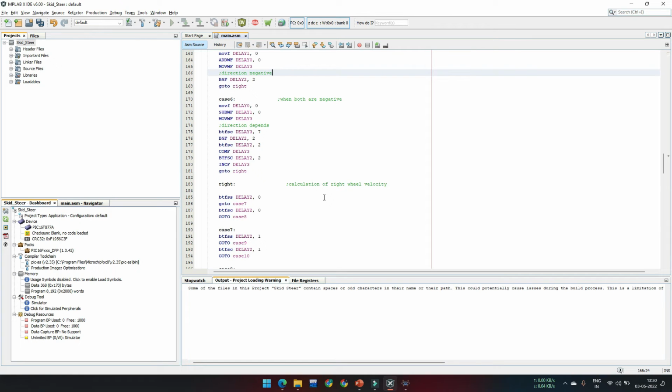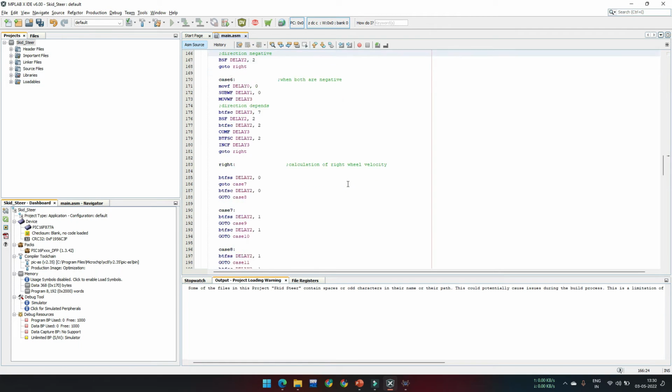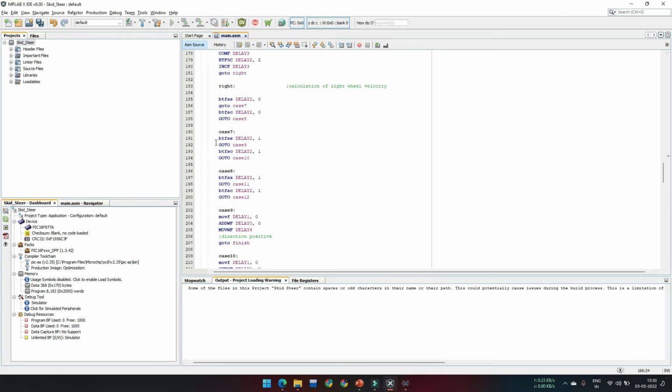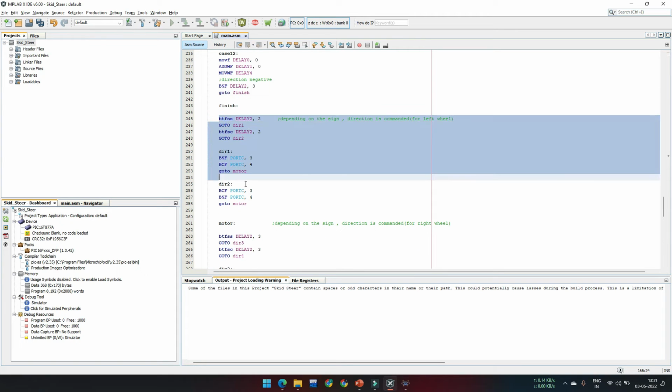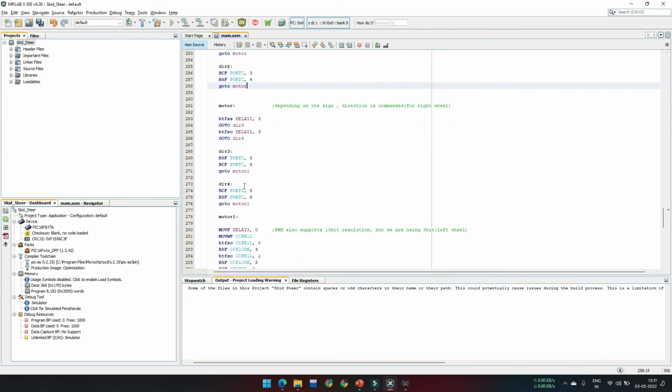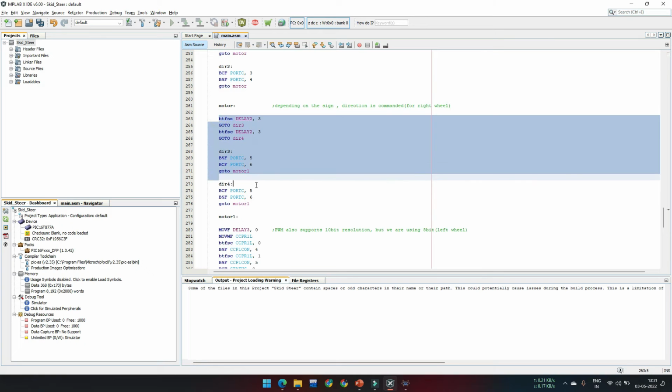Then similarly, the calculation of the right wheel. The only difference is that the right wheel velocity is x plus zt/2 instead of x minus zt/2, which is the case for the left wheel. There are different cases for the right wheel as well. And then depending on the sign, we are commanding the direction for the left wheel as well as the right wheel. This is for the right wheel.